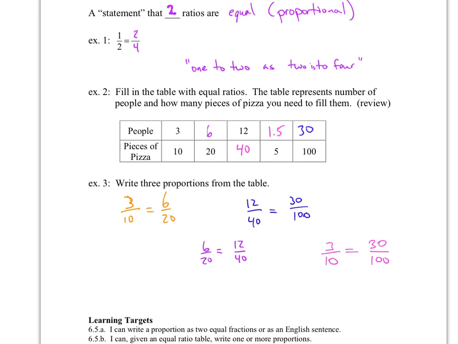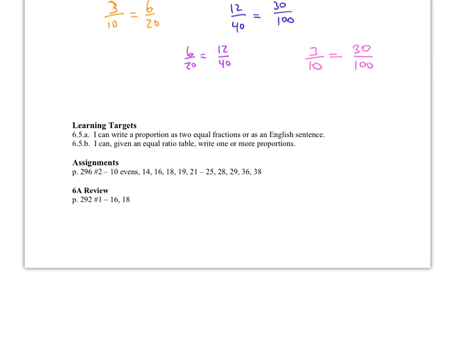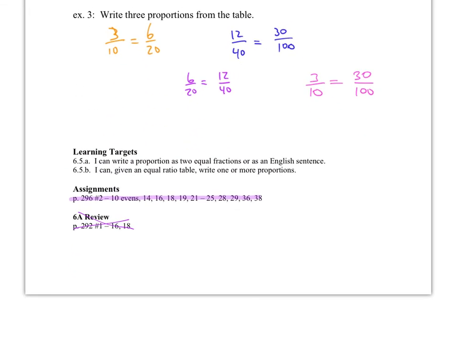So taking information, writing a proportion. If it says write 3 of them, you only have to write 3. We wrote 4. We're special. Okay. Looking at this assignment here on the bottom, we already did this part, the 6A review. That was what we did before our quiz. So you're just going to do that guy. So writing a proportion as with fractions or as in words here, 1 to 2 as 2 is to 4. And then either filling in a table or writing proportions from a table.